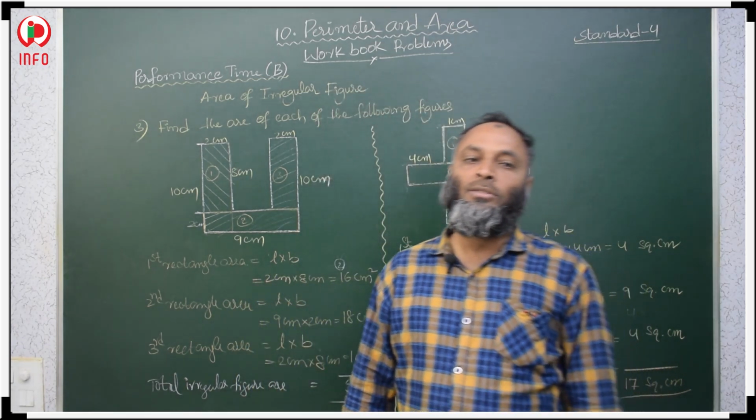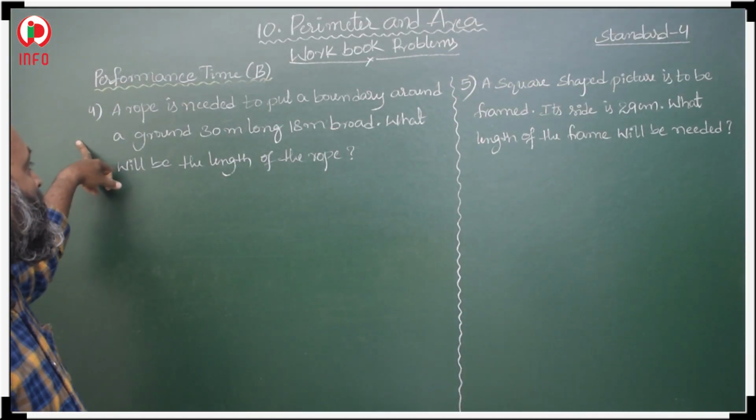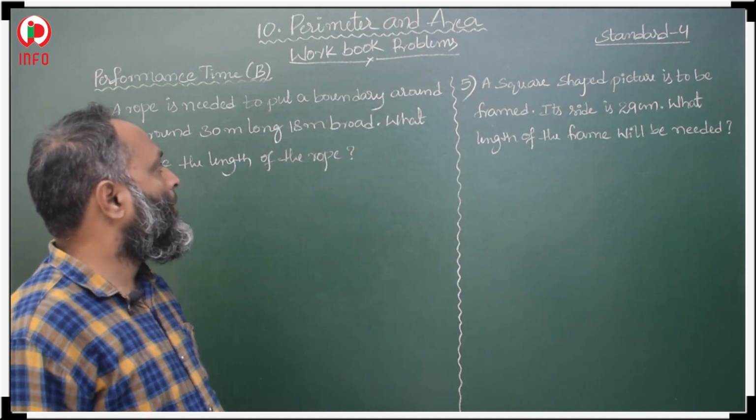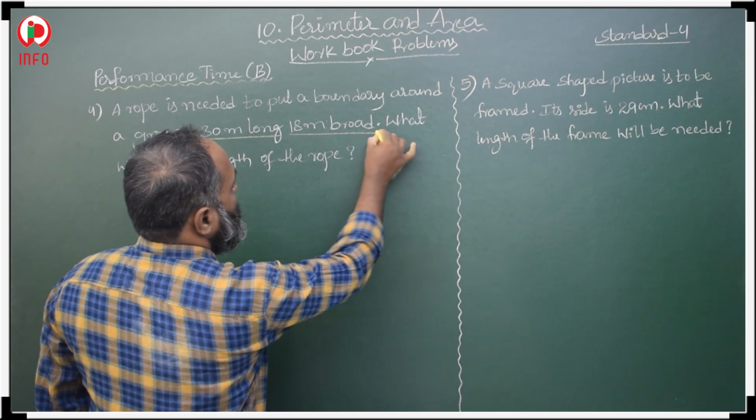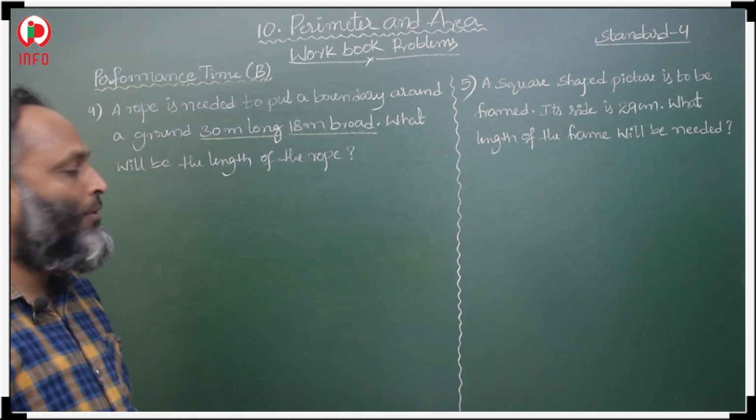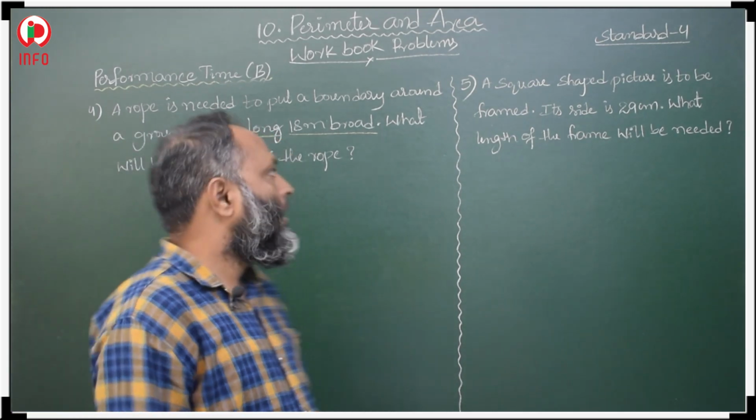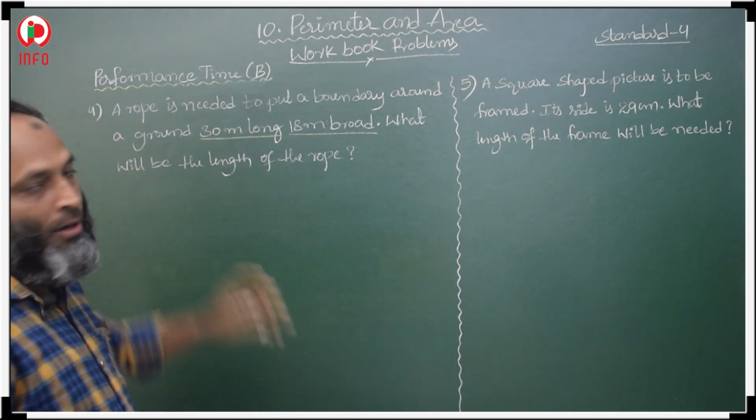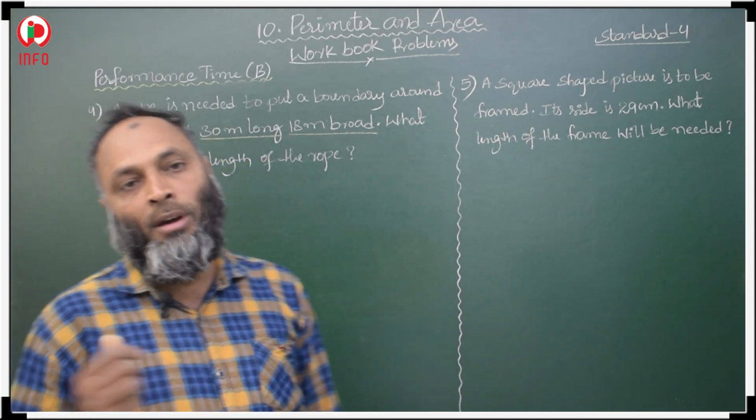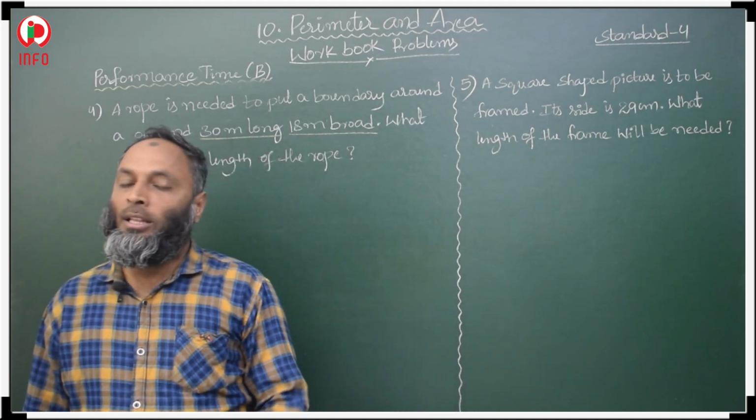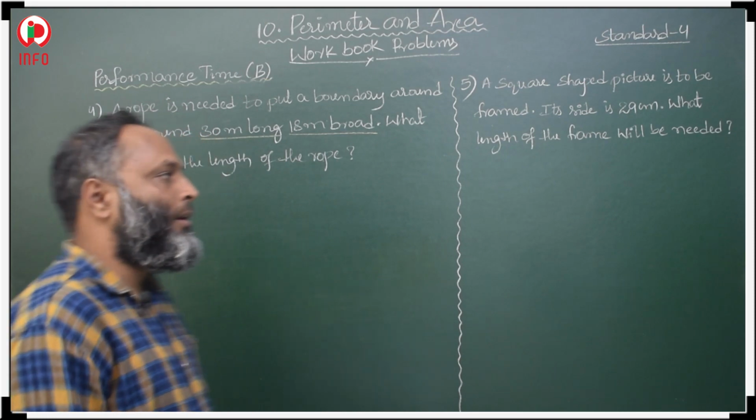Okay students. Now, in the performance time B, the problem is: a rope is needed to put a boundary around a ground 30 meters long and 18 meters broad. So, what will be the length of the rope needed? The ground length is given and the ground breadth is given. If we want to keep a rope around the ground, then here we need to find the perimeter.